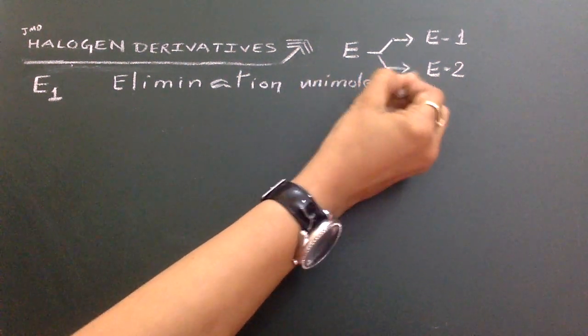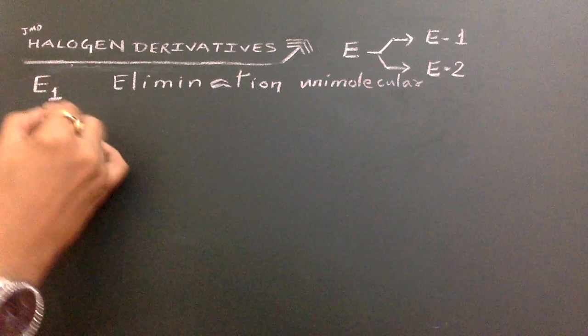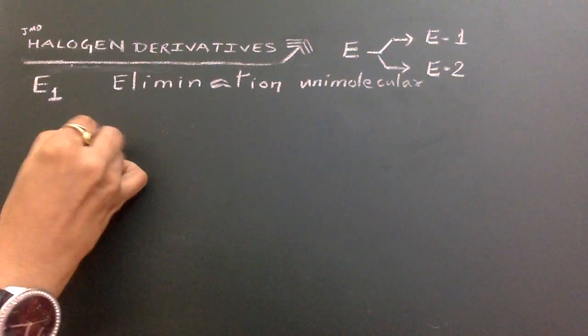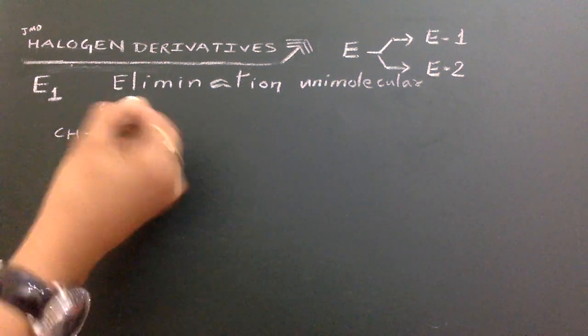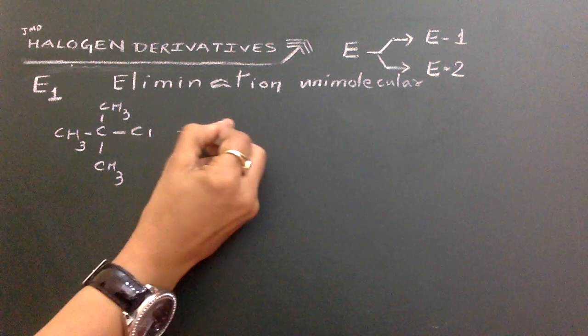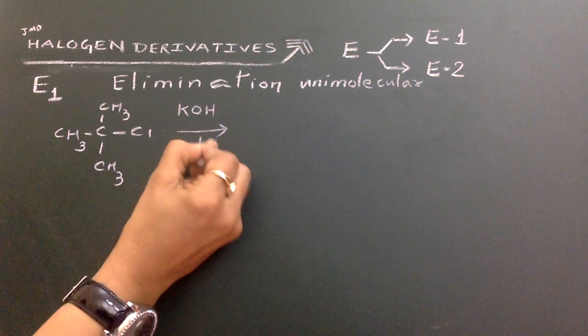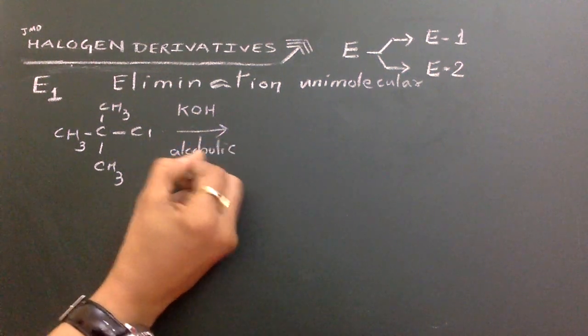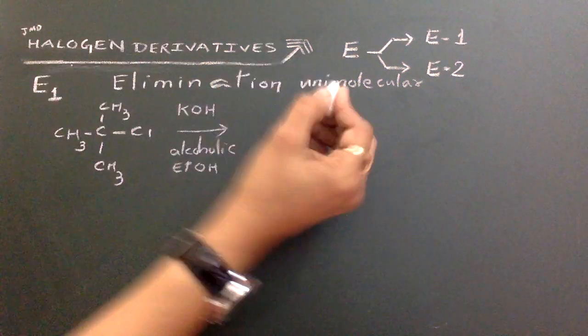It stands for elimination unimolecular reaction because, for the same reason, the rate of reaction depends only on the concentration of the alkyl halide. For example, if I take tert-butyl bromide, or say I am taking chloride, but the reagent is also KOH, but the medium is alcoholic, ethanol.